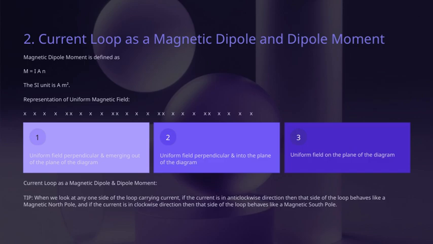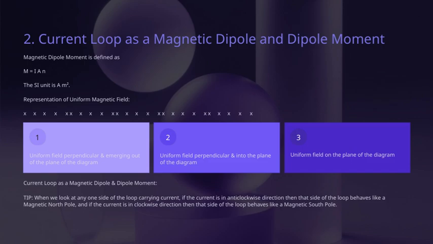When we consider the field perpendicular and into the plane of the diagram, it means the magnetic field is directed inward, away from us. Here's a helpful tip. When you observe any one side of a current-carrying loop, if the current flows in an anti-clockwise direction, that side behaves like a magnetic north pole. Conversely, if the current flows clockwise, that side acts like a magnetic south pole. This is key to understanding how loops generate magnetic fields.